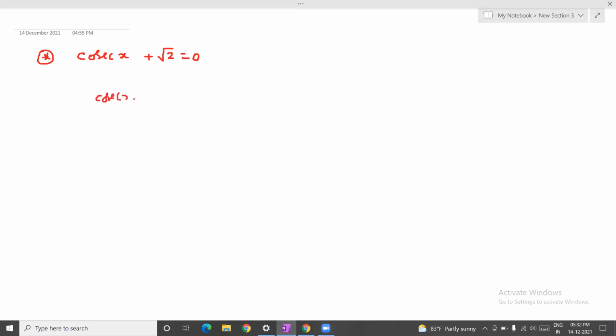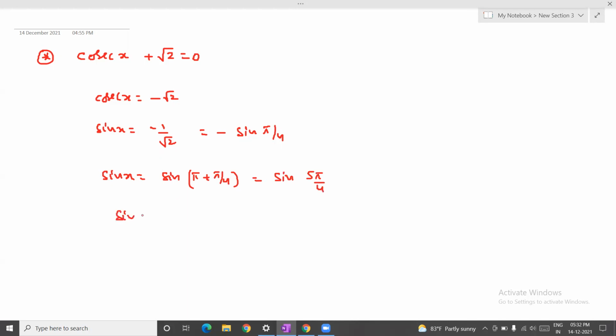n pi plus minus 1 to the power n into root 2. So sin x is equal to minus 1 by root 2, which can be written as minus sin pi by 4. That is possible only if sin x is equal to sin of pi plus pi by 4, which is equal to sin 5 pi by 4. It looks like sin x is equal to sin alpha. So what is the general solution? x is equal to how much? n pi plus minus 1 whole power n into 5 pi by 4. n belongs to an integer.